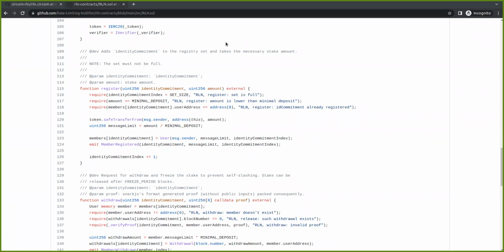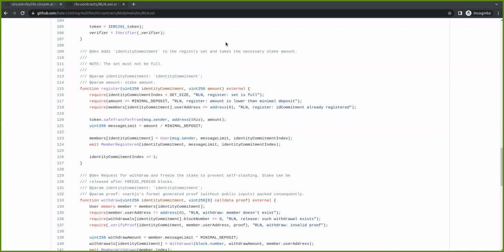And someone is also asking what happens to a leaf if we remove identity commitments. We just put the default value. Default value is 0. We just put 0 value.